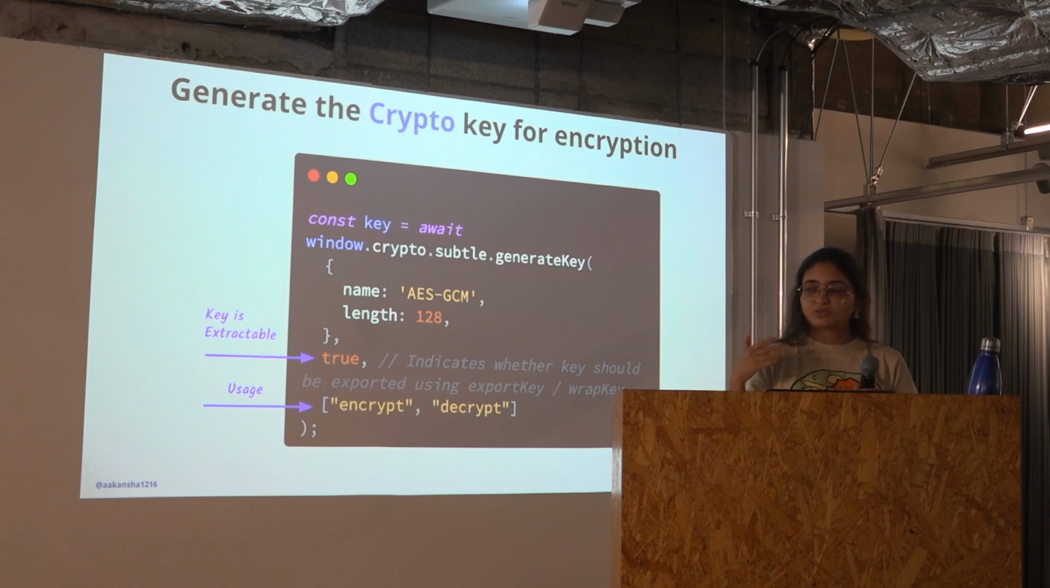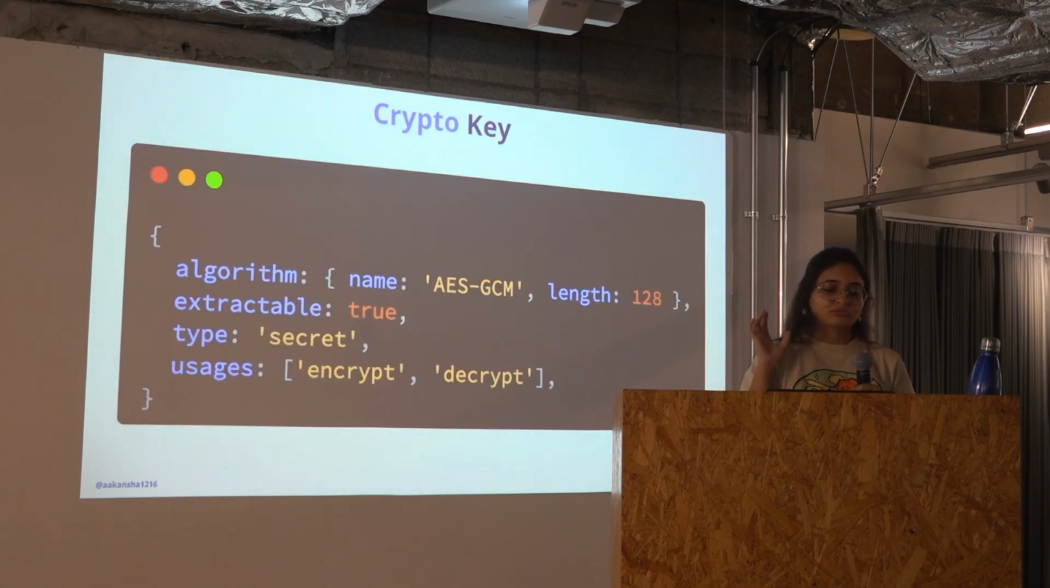So with this, as soon as the promise is resolved, you will get the crypto key. Now, this is how the crypto key looks. Exactly similar to what I showed you a couple of minutes back. It has the algorithm parameters, the extractable parameter is set to true because I need to extract the bytes, and the type is secret. So everything looks good.